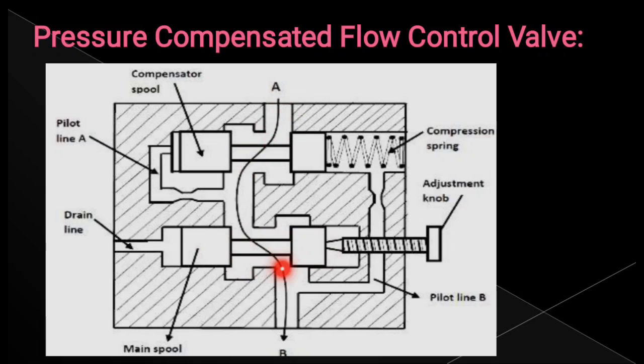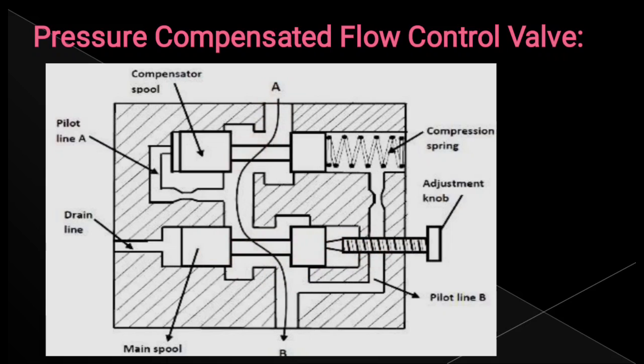Before that, the orifice, you can say this is the opening of the valve. From here only liquid enters to the next system. A to B, the liquid is going to be transmitted. So this valve opening is going to be adjusted beforehand: by adjusting the knob, the valve opening can be fixed. Okay, this is the fixed position of the main spool.